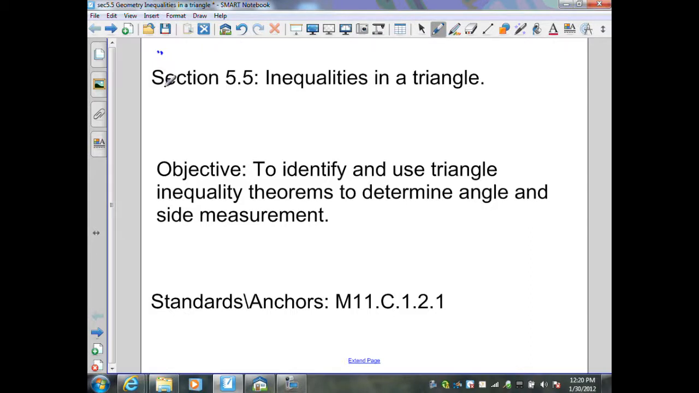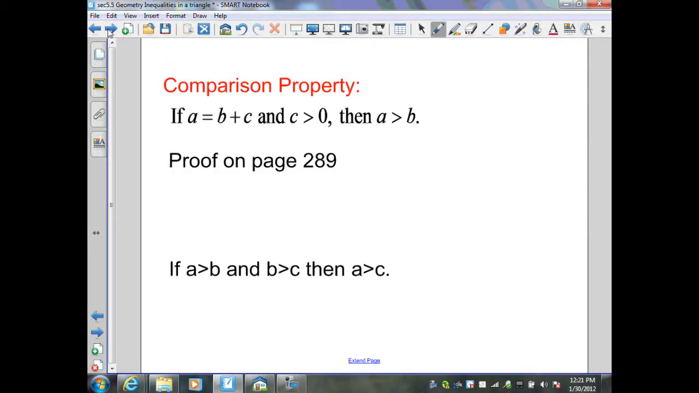Section 5.5, inequalities in a triangle. The comparison property states if A is equal to B plus C and C is greater than 0, then A is greater than B. This property is used to prove the corollaries that follow this slide. The proof of that is on page 289.